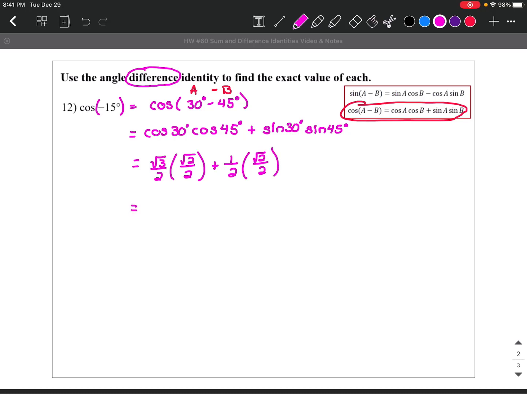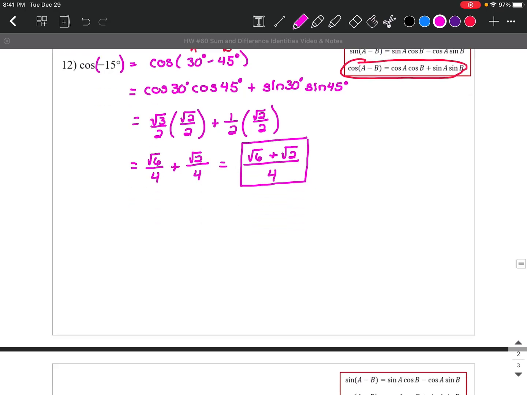Multiply. Radical 3 times radical 2 is radical 6 over 2 times 2 is 4. Plus 1 times radical 2 is radical 2 over 2 times 2 is 4. When we add, we get the square root of 6 plus the square root of 2. They're not like radicals, so we can't add them. And we keep the denominator 4. And that's it. Okay? Let's try one more.